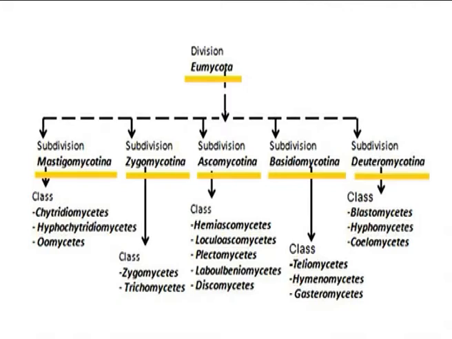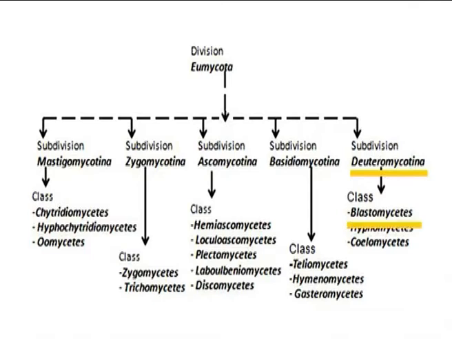and Deuteromycotina. The Mastigomycotina includes 3 classes, that is Chytridiomycetes, Hyphochytridiomycetes and Oomycetes. But the subdivision Zygomycotina is divided into 2 classes, Zygomycetes and Trichomycetes. Ascomycotina is divided into 5 classes, Hemiascomycetes, Loculoascomycetes, Plectomycetes, Laboulbeniomycetes and Discomycetes. The subdivision Basidiomycotina includes only 3 classes, Teliomycetes, Hymenomycetes and Gasteromycetes. The subdivision Deuteromycotina is divided into Blastomycetes, Hyphomycetes and Coelomycetes.